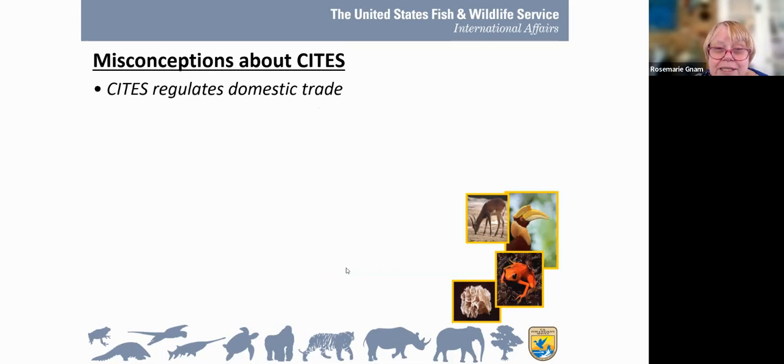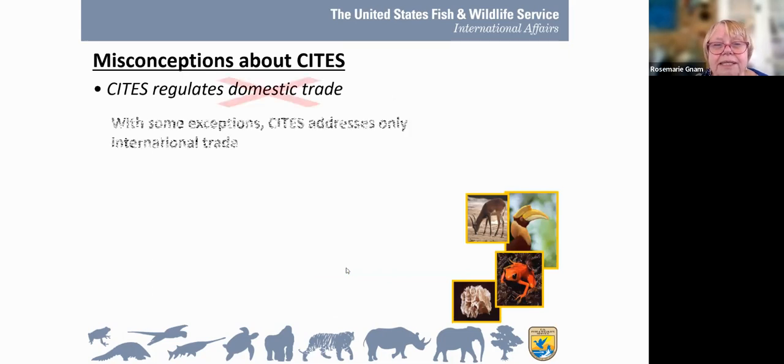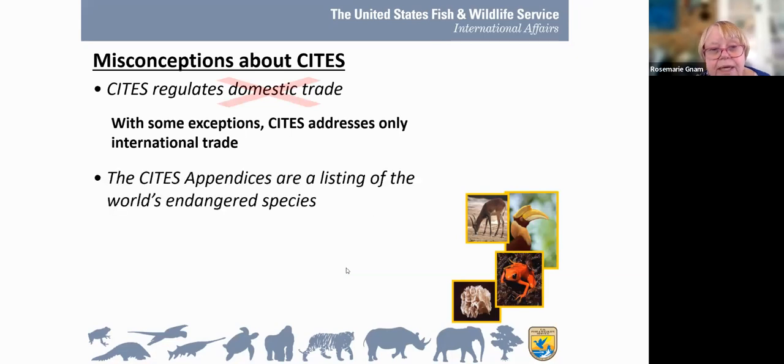CITES regulates domestic trade? No, CITES does not regulate domestic trade. It only addresses international trade, i.e. the export of CITES listed species.